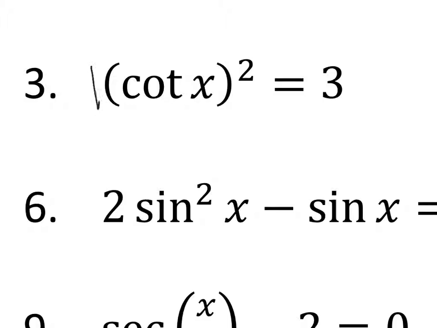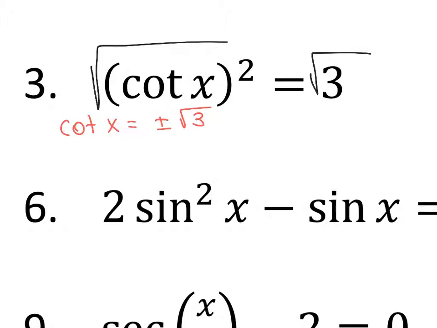The first thing I need to do is to square root both sides. So cotangent x is equal to plus or minus root 3. That will put me in all 4 quadrants. So that's the pi over 6 family.